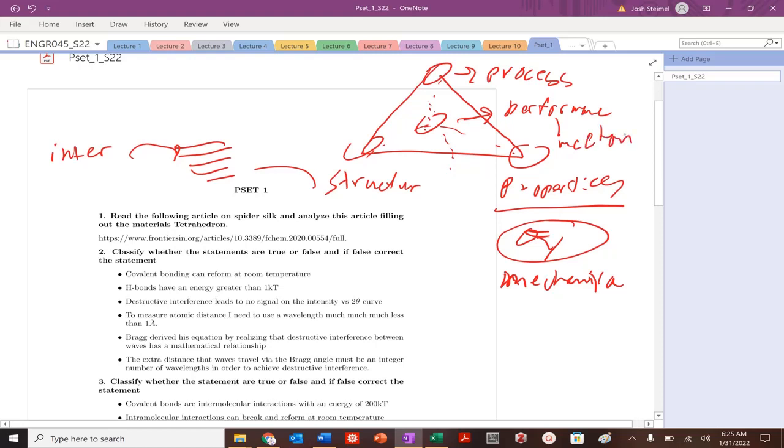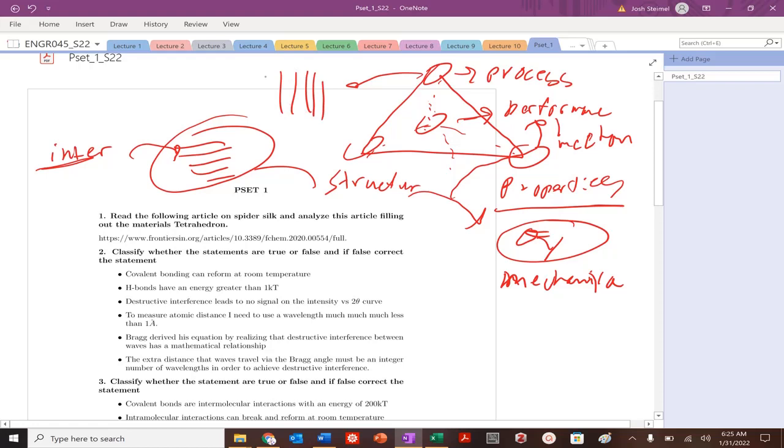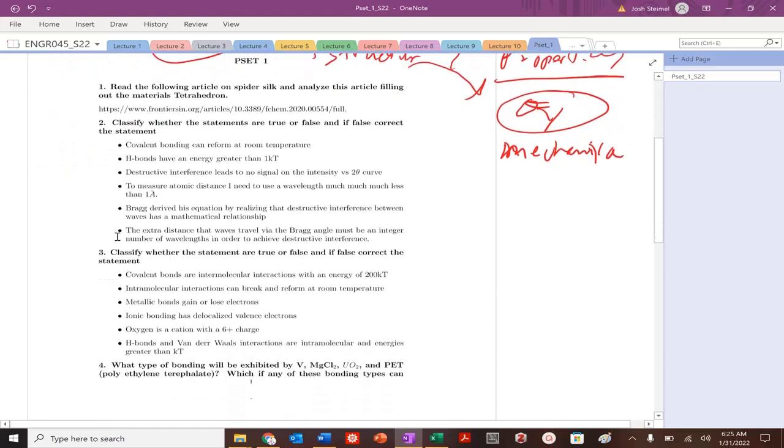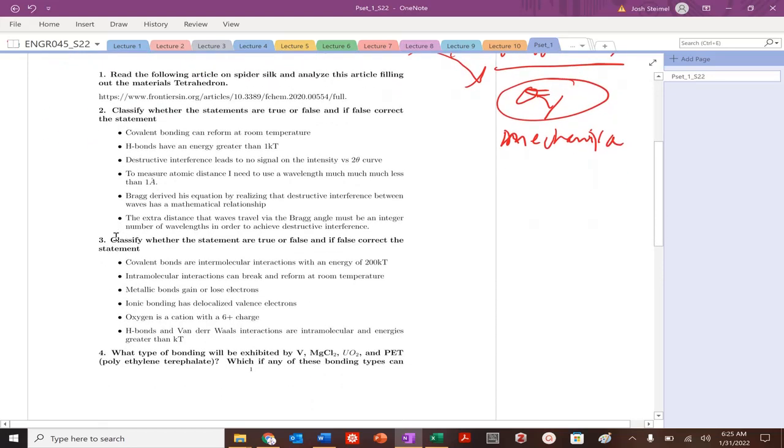So this fibril structure and these intermolecular interactions affect the properties, especially the mechanical properties, and thus the performance of our material. And the process that we can use is you can process spider silk to make it even more aligned. Again, very similar to Kevlar like we discussed in class. So that's what we're looking for on problem 1. Now, classify whether the statements are true or false, and if false, correct the statement. So remember, if false, correct.